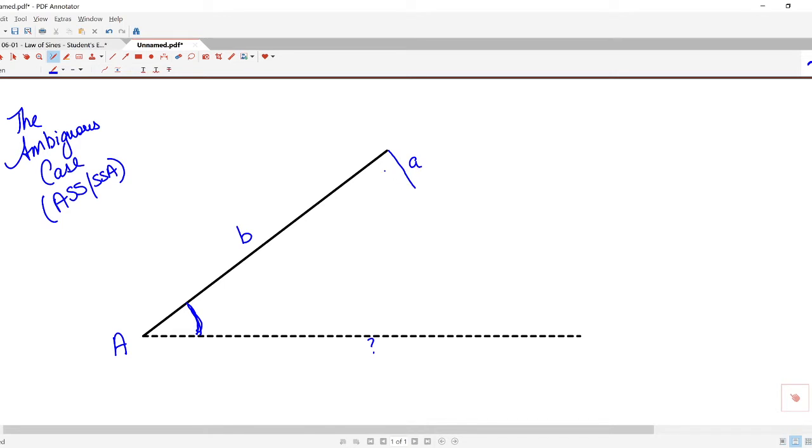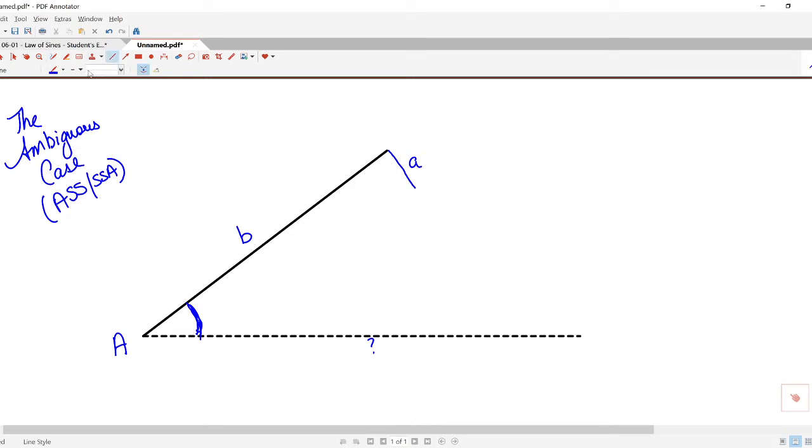The question is, this angle is free to open and close as much as we need. This side A here could be as long as we need it to be to hit this other side. And likewise, this dashed side can be as long as we need it to be to make the triangle. So the only things that we know are the angle, this side, and side A.